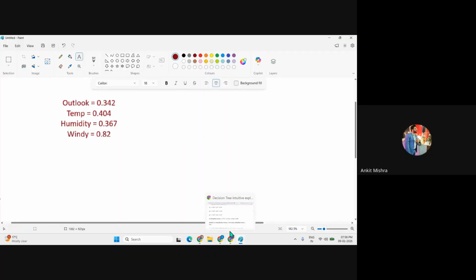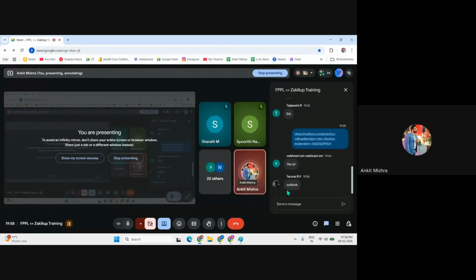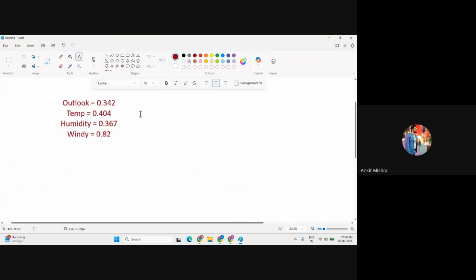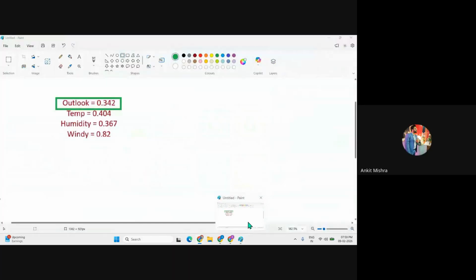Just let me know here, class, which feature has the lowest impurity or the lowest Gini index. Very good, Taruna. So you can simply say outlook has the lowest Gini impurity, and this will be selected as your root node. I hope everyone is getting the point. This whole mathematical intuition was to calculate the root node.